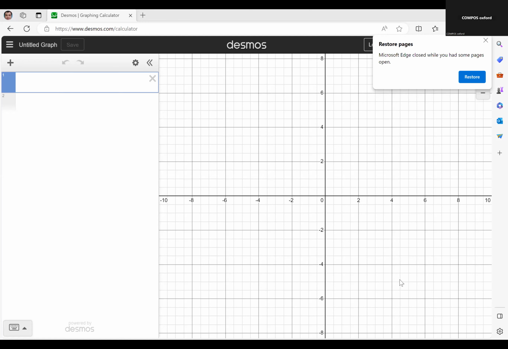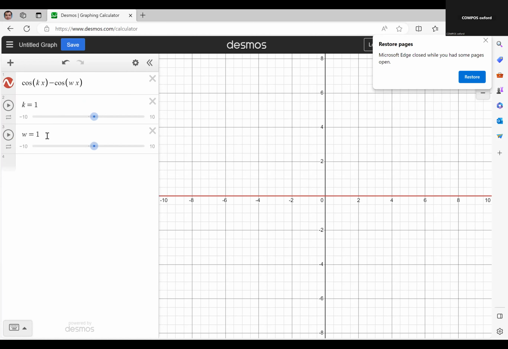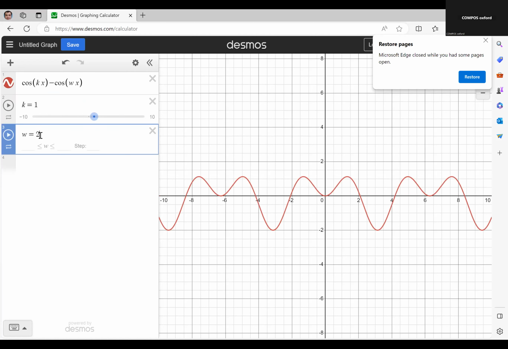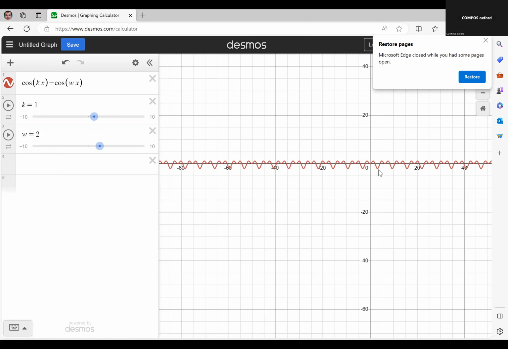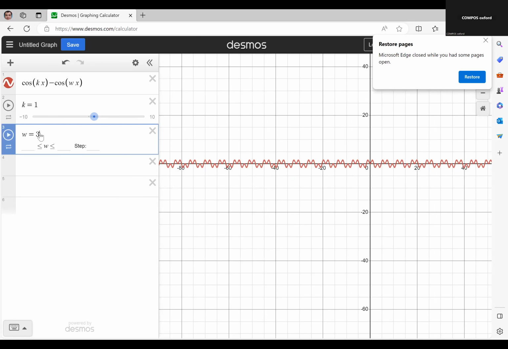So what I'm going to do is just look at the waves, so I'm going to plot cos of kx minus cos of wx. I'm going to add sliders, and I'm just going to put w and k to be different for the moment. Okay, so what we get is a little bit like a kind of heartbeat. I'm going to change my w, so let's change it to 3. And what we see is a rather complicated oscillation. So let's do 1.1.